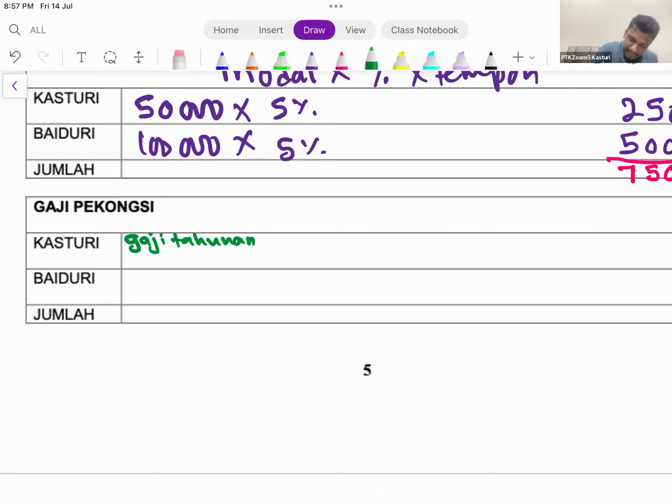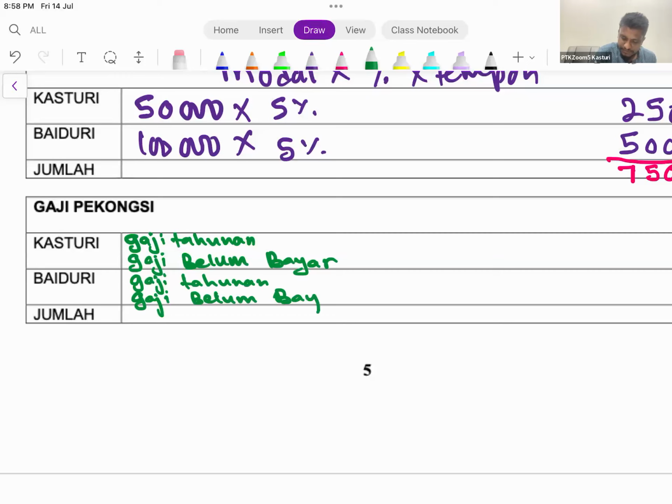And also, you need to calculate gaji belum bayar. You need to calculate two things. Satu adalah gaji tahunan. Another one is gaji belum bayar. For each person, you need to calculate gaji tahunan and gaji belum bayar.